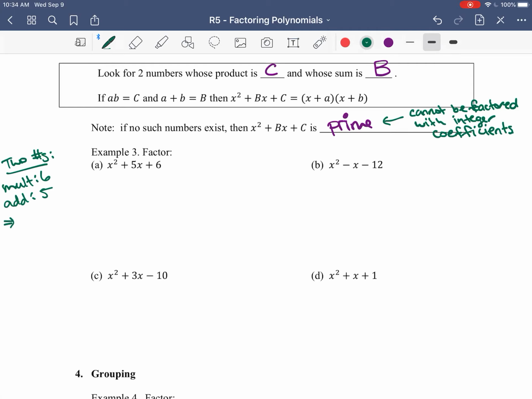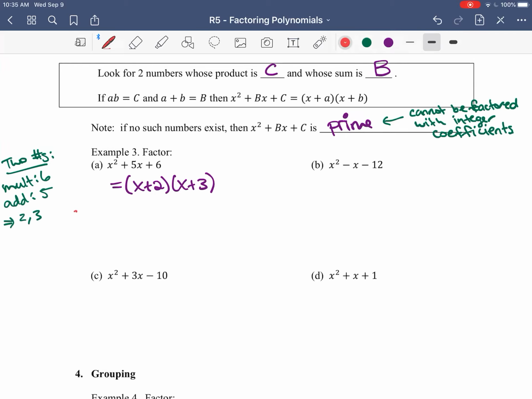So 1 and 6, they don't add to 5, they add to 7. Negative 1 and negative 6 would multiply to 6, but they add to negative 7. But 2 and 3 multiply to 6 and they add to 5. So my numbers are 2 and 3. That means from above that this factors as x plus 2 times x plus 3. So that's it factored.